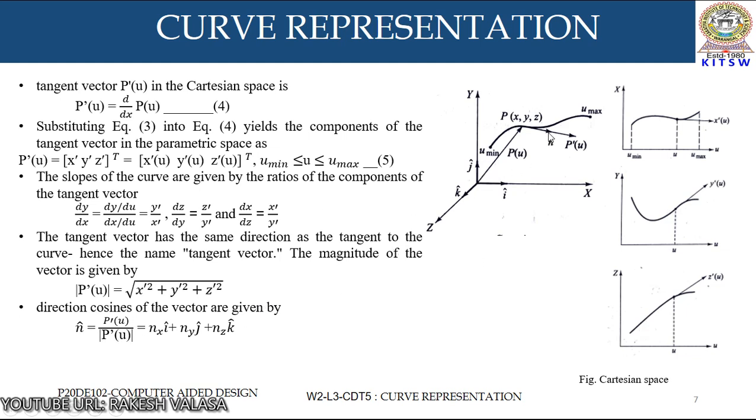You can also see in this figure. This is the tangent vector P dash of u. This is n cap, the unit vector with Cartesian space coordinates, that means nx, ny and nz. The magnitude of the tangent vectors at the two ends of the curve affects its shape and can be used to control it. This is the brief discussion about curve representation.